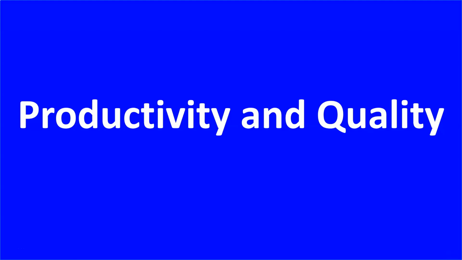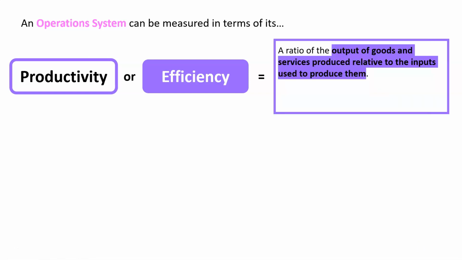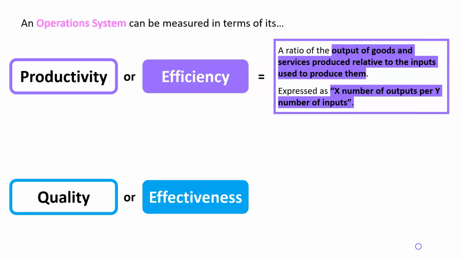An important part of operations management is productivity and quality. So you can measure an operation system in terms of its productivity, which we'll call efficiency from the next chapter onwards. And that is a ratio of the output of goods and services produced relative to the inputs used to produce them. And usually we say it is expressed as X number of outputs per Y number of inputs. We'll have a look at a little formula to make that a bit simpler in a second.